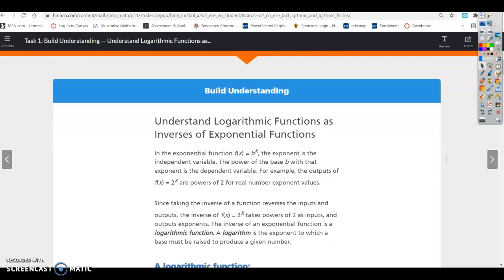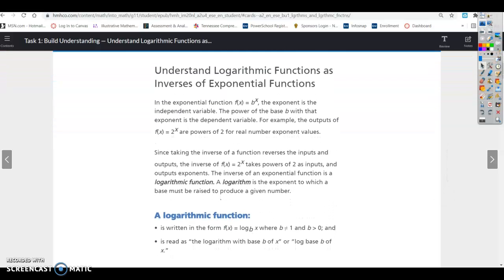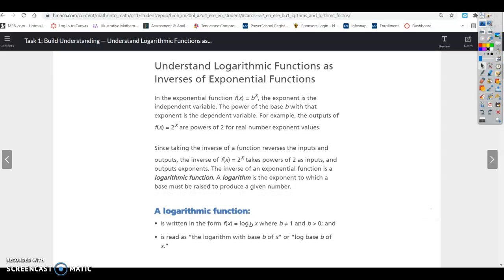Alright, so logarithms are something that you probably have never seen. Maybe you've heard of it before, but we haven't studied it in any of your math classes. So a logarithm is the inverse of an exponential equation, which you have studied. So let's look at logarithms.